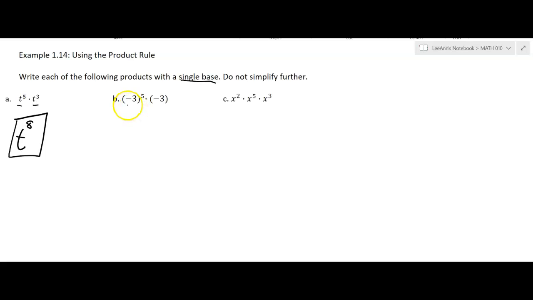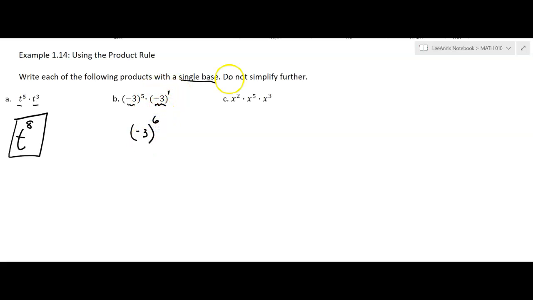All right, this next one's a little trickier. You have negative 3 to the 5th, and then times negative 3. Well, if I don't see an exponent, that's an exponent of 1. So a lot of times students like to write the 1 there so they'll remember. So that means I have negative 3, because the base is negative 3. You keep that base the same. And then 5 plus 1 is 6.